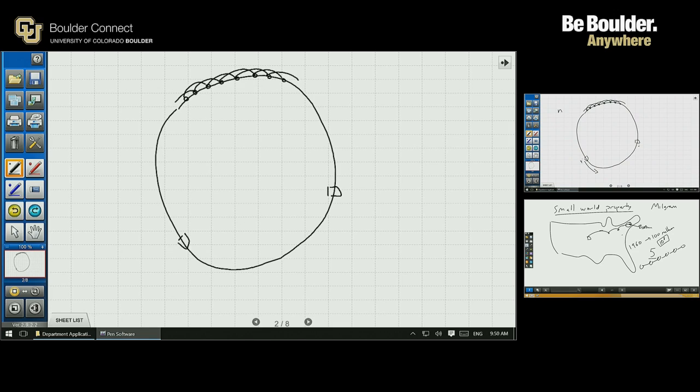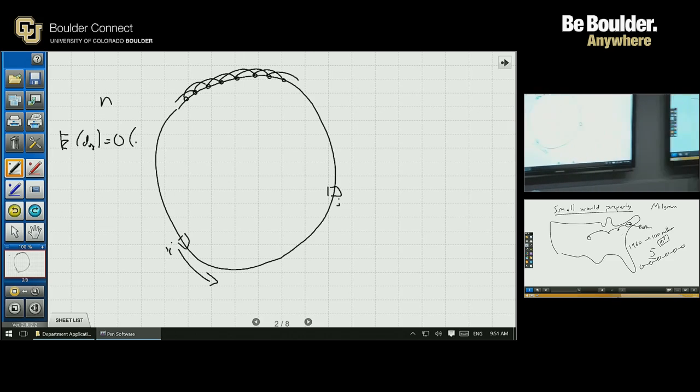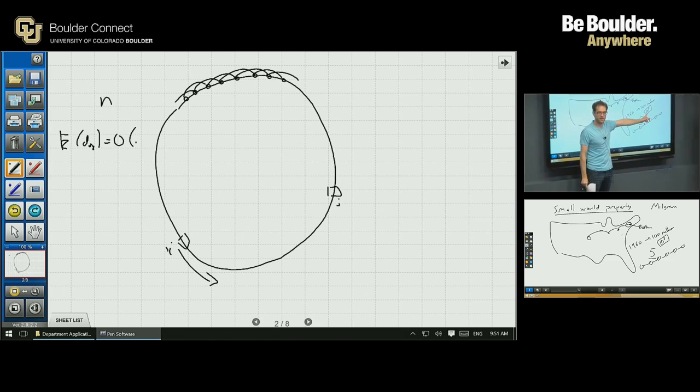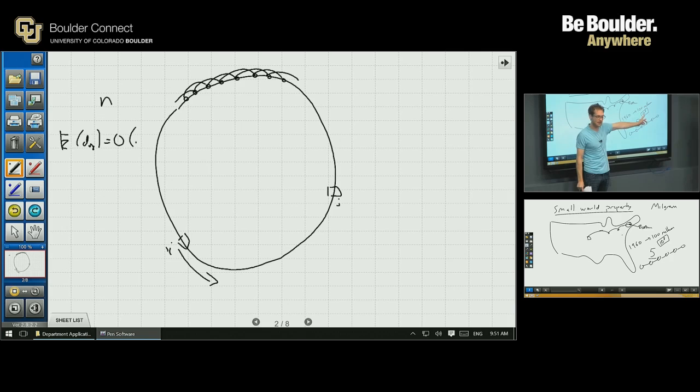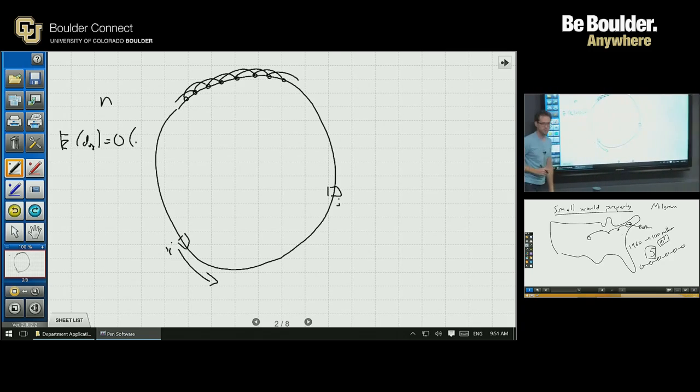N over 2, N over 4. Order n. It's order n. It ends up being, yes, n over 3 or n over 2, something like that. So the expected distance from i to j is big O of n. If you have a world that has 100 million people in it, then the expected length of the chain is something around 100 million, on the order of millions of steps. But 5 is not that big. So how do we get from this big world to a small world?